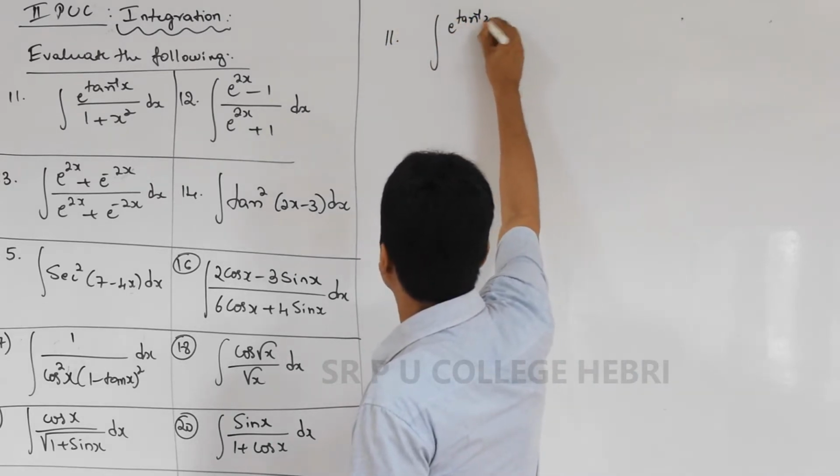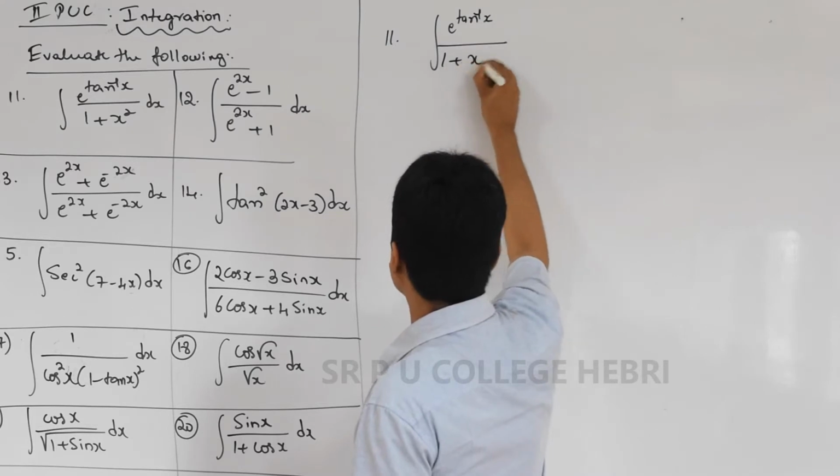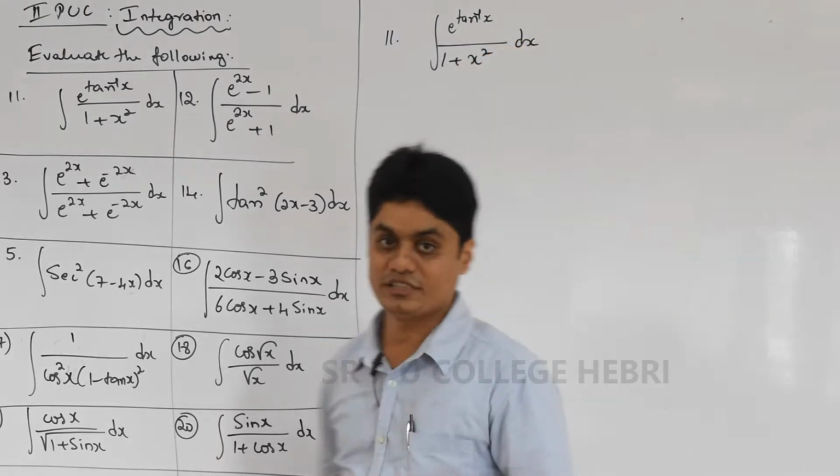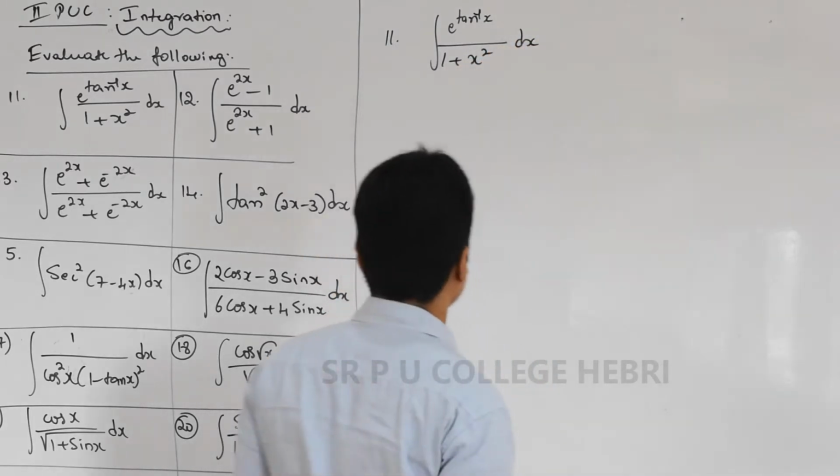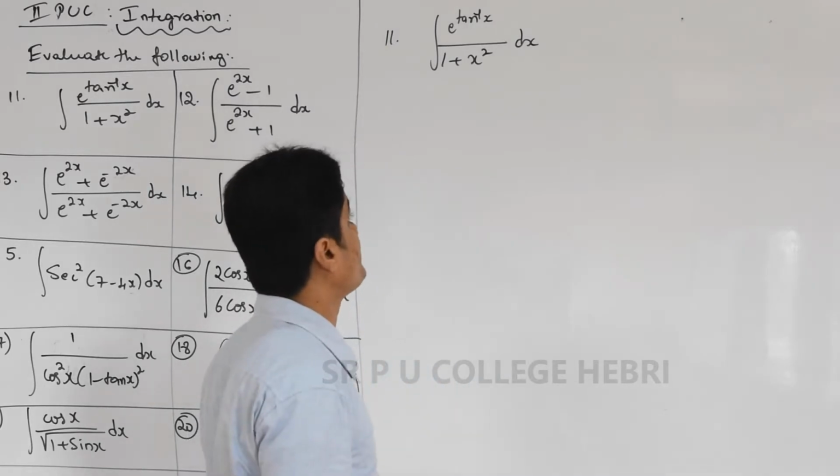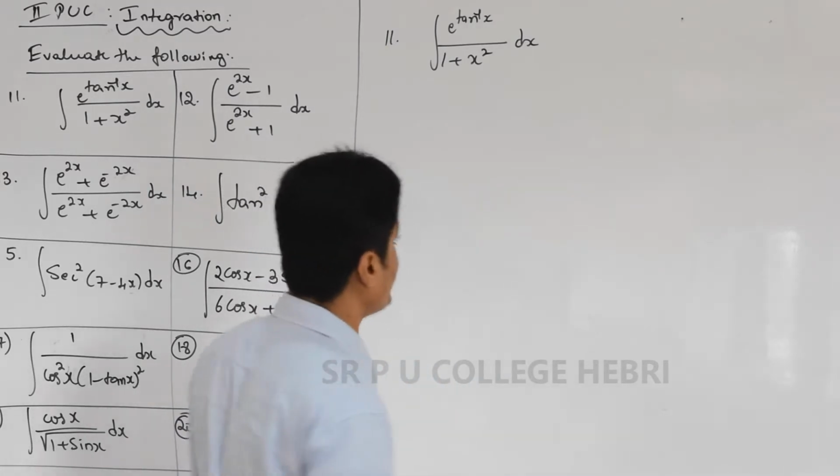So today's first question is the 11th one, because up to 10 problems we solved in the last class. Here the question is always evaluate. You will not get any other different question, you always get evaluate. Okay, so the next question is integration of e power tan inverse of x by 1 plus x square.